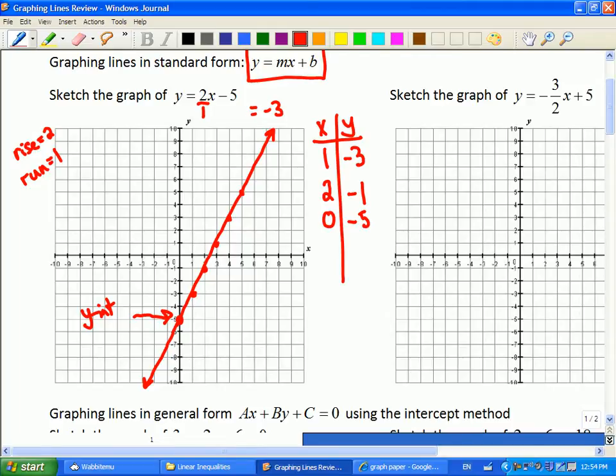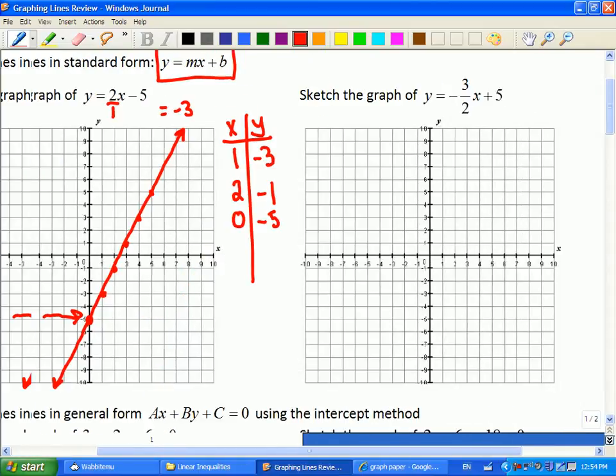All right, so let's talk about the next one. Did anybody need time to draw a graph for their notes? All right, I'll give you a minute. So tell me what you know about this equation, negative 3 over 2x plus 5.